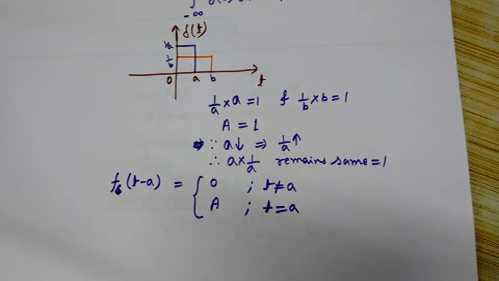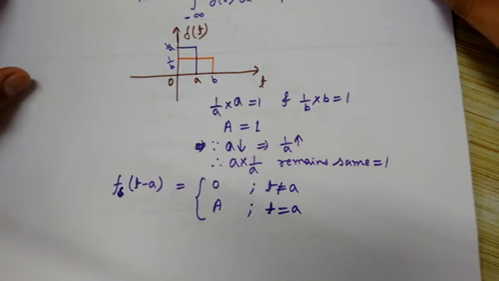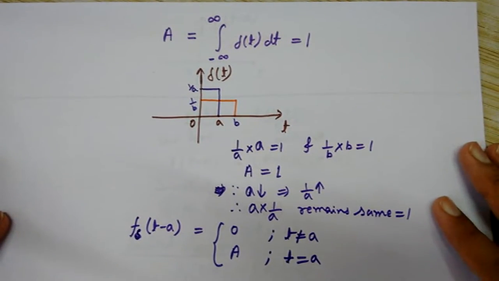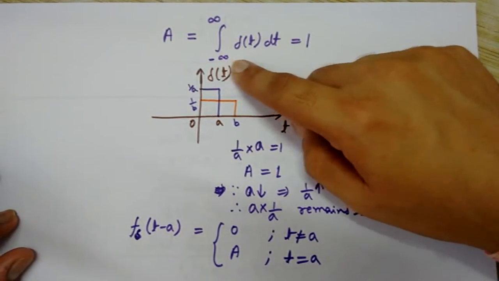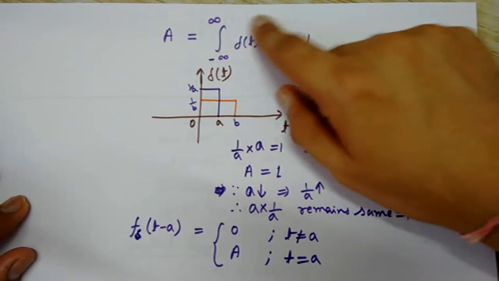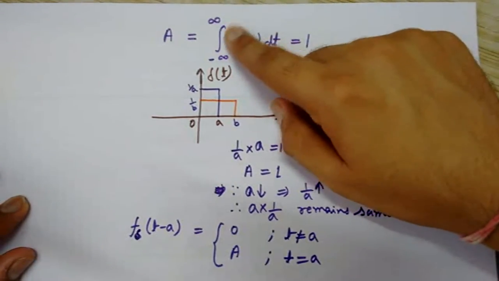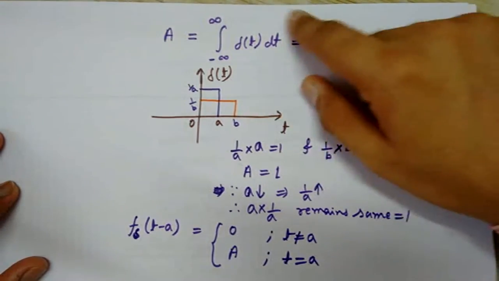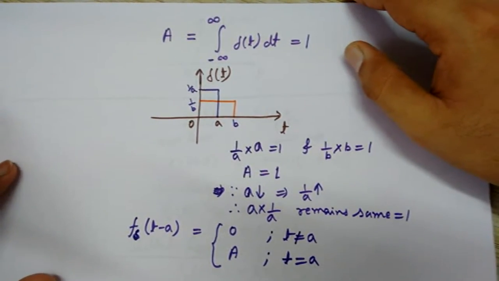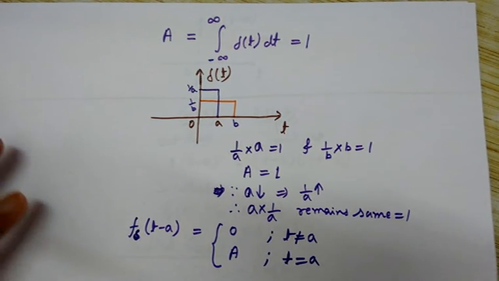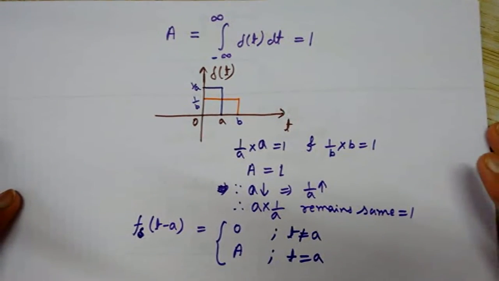We can define the area of the unit impulse signal like this: A is the integral from minus infinity to infinity of delta t dt. We have defined it for all values of t from minus infinity to infinity with respect to time. So it equals 1. So A is always equal to 1 for the unit impulse signal. You can understand this from this graph also.